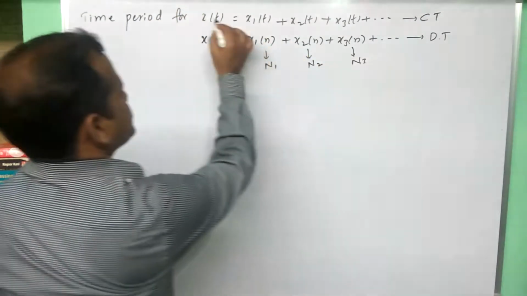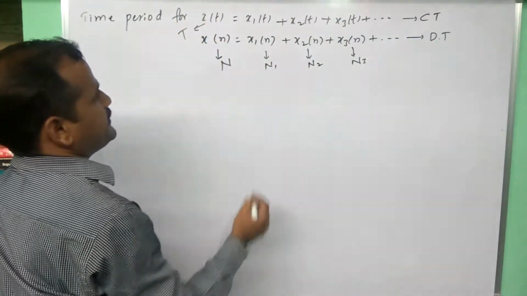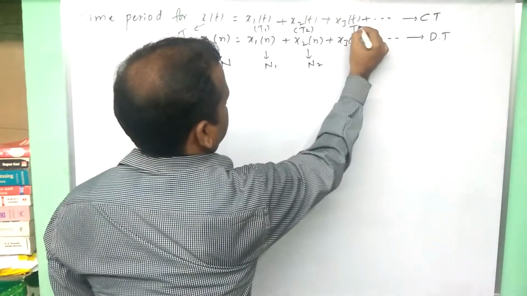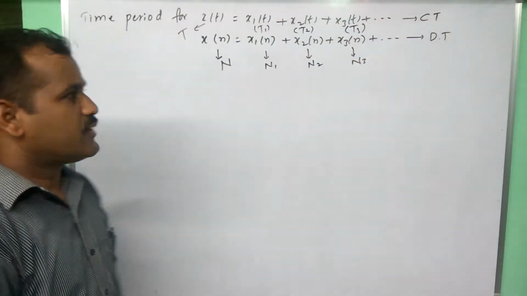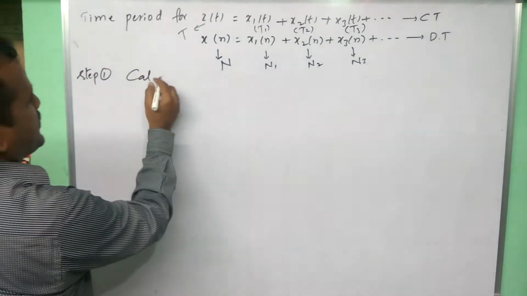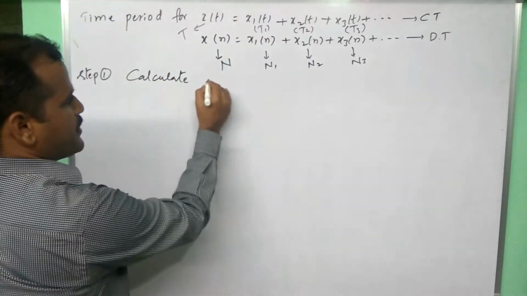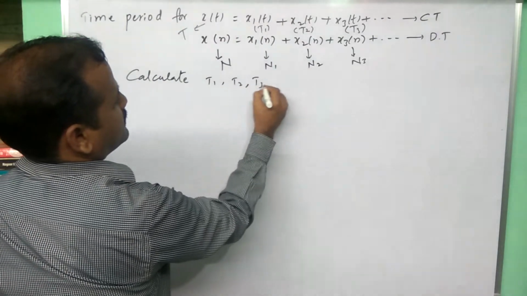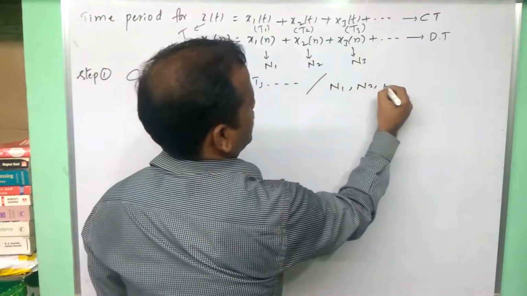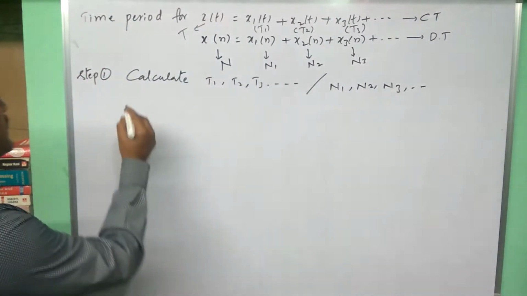Let us consider, and here in continuous time, the total time period as T. For this time period T1, for this time period T2, for this T3 and so on. First, step 1: calculate the individual time periods of the signals. Calculate individual time periods T1, T2, T3 and so on, or if it is a discrete time signal, N1, N2, N3 and so on. Find individual time period values in step 1.